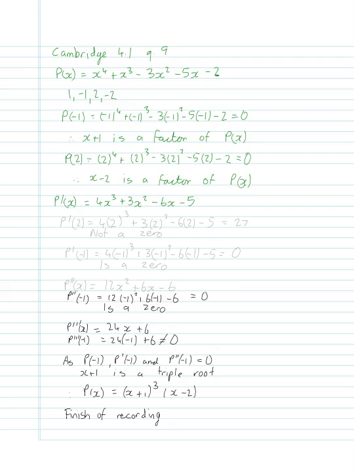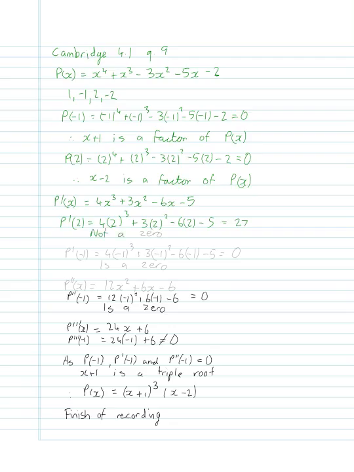So p'(2), which doesn't work, is 4 times 2^3 plus 3 times 2^2 minus 6 times 2 minus 5. That gives you 32 plus 12 is 44, minus 12 is 32, minus 5 is 27. Obviously that's not a 0.